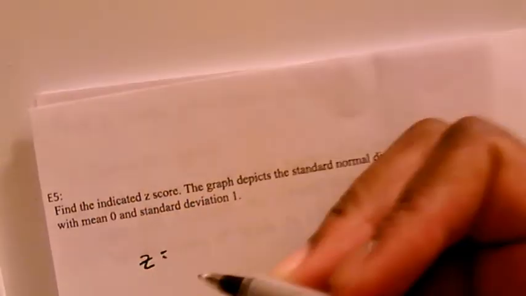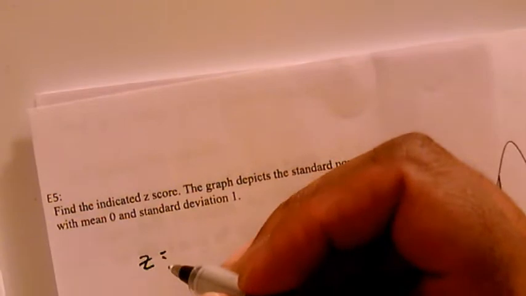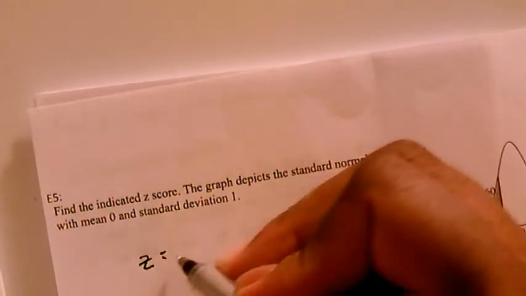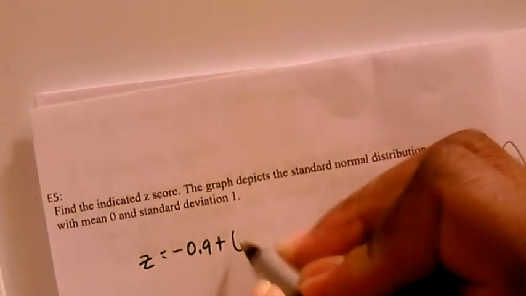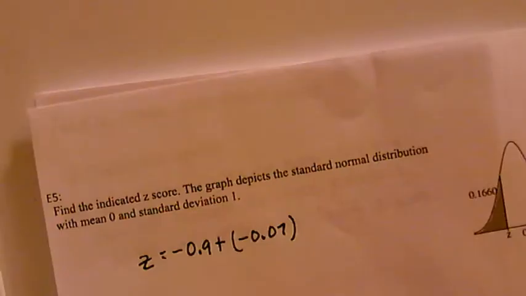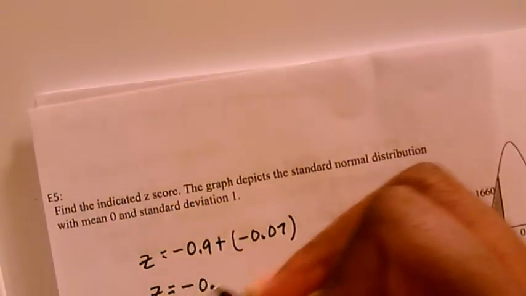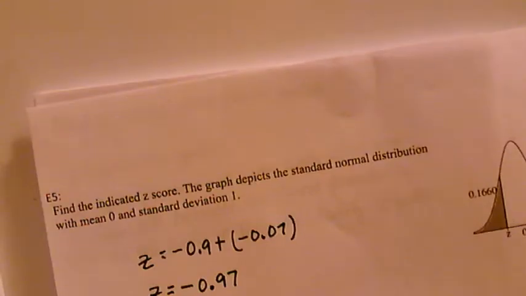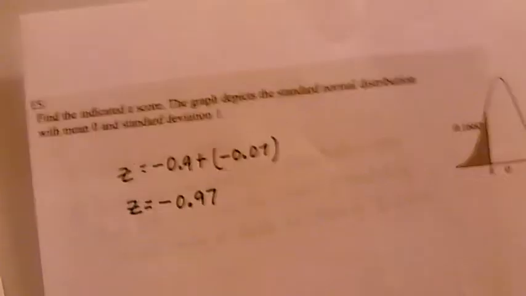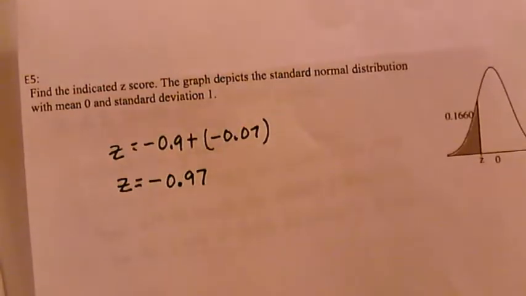So in this case here, my z is this. It's going to be a negative 0.9 plus, and they're both going to be negative. So it'll be negative 0.07, which means my z-score is negative 0.97. So here, that corresponding z-value will be negative 0.97 for the area of 0.1660. Okay, next example.